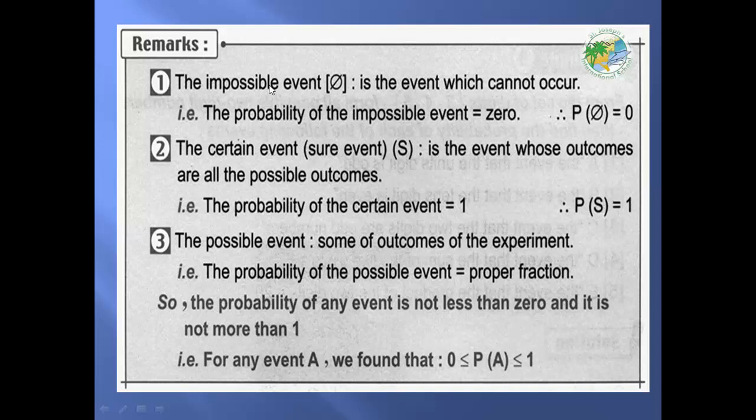So the probability of an impossible event equals 0. We studied in the last lesson the random experiment. Okay? So the probability of an impossible event equals 0, the probability of a certain event equals 1, and the probability of a possible event is between 0 and 1, which is a proper fraction. Fine.